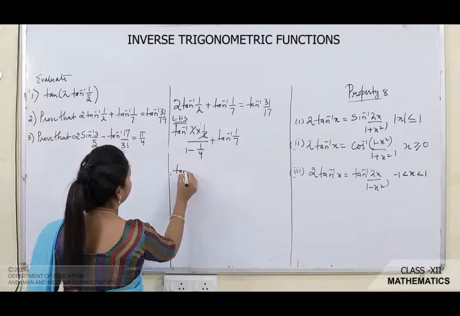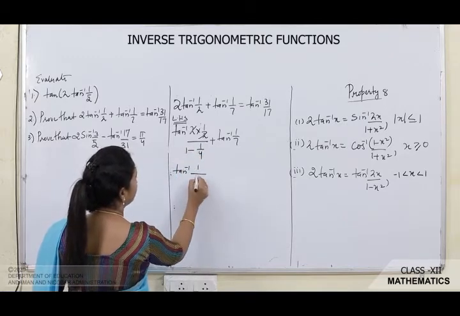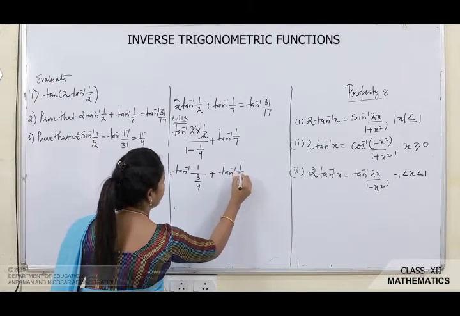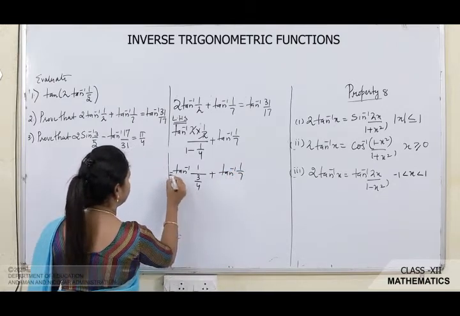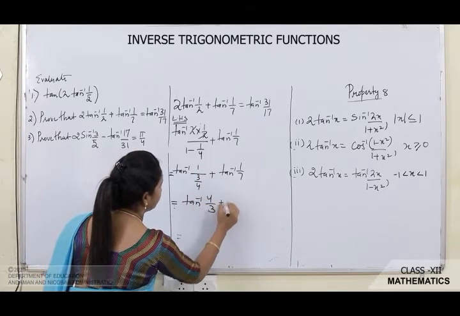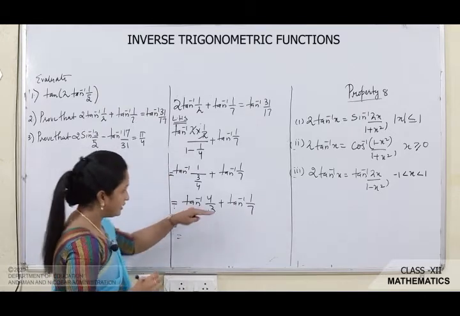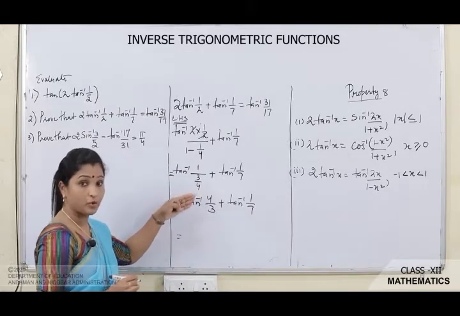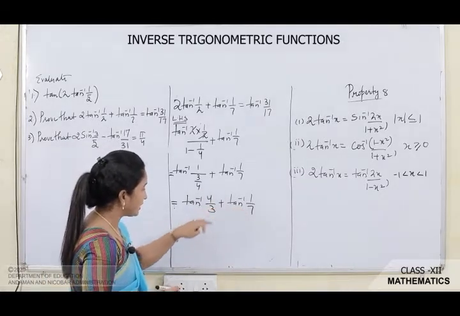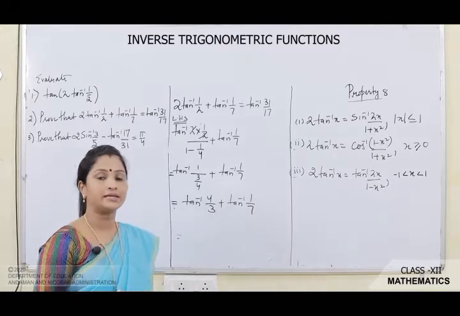Now, here you can cancel it out. So you are going to get tan inverse of 1 minus 1 by 4, that is 3 by 4, plus tan inverse 1 by 7, and this equals tan inverse 4 by 3 plus tan inverse 1 by 7. Now you can apply the previous property, tan inverse x plus tan inverse y. You have to see the condition, 4 by 3 into 1 by 7 is 4 by 21. Definitely that is less than 1.